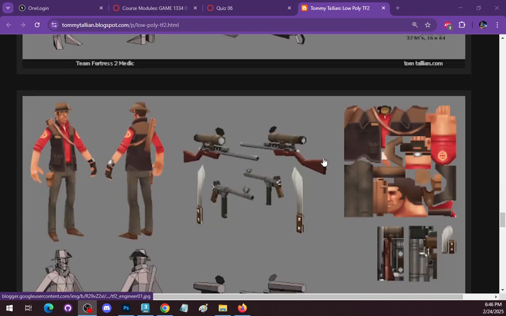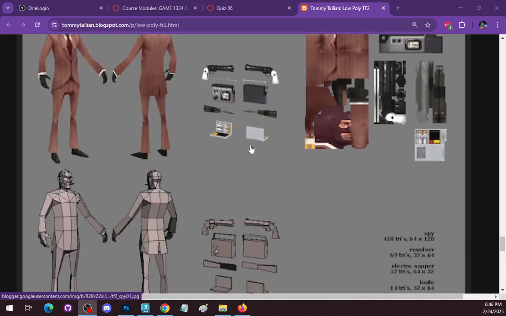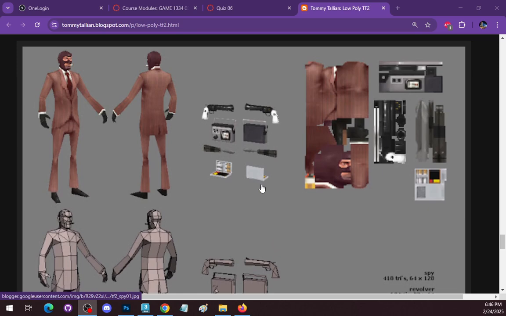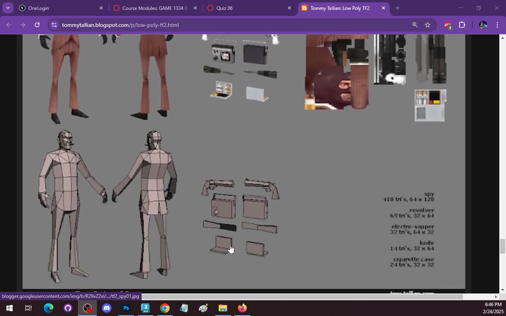Get down to the spy, and we're going to look at the cigarette case. The cigarette case is 24 tries because it's just 2 boxes. Box 1, box 2, and all the rest is being done. He's doing 14 tries here because he's basically just extending out the knife. I think it's only one-sided.